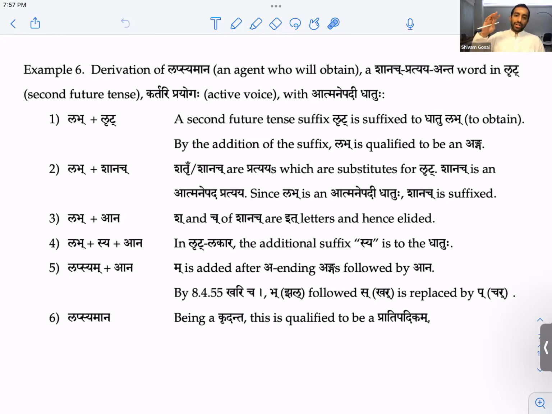Remember how I said Shatru is only Kartari? That's because if it's Karmani, then we're going to take Śānac. So that's why you're only left with Kartari for Shatra. Śānac can be all three, including Karmani and Bhave.